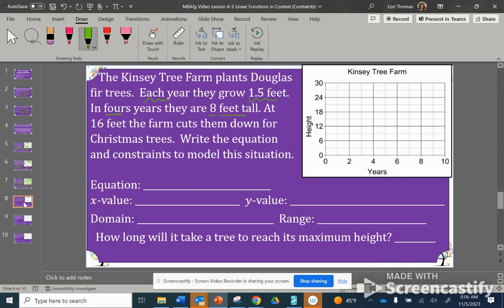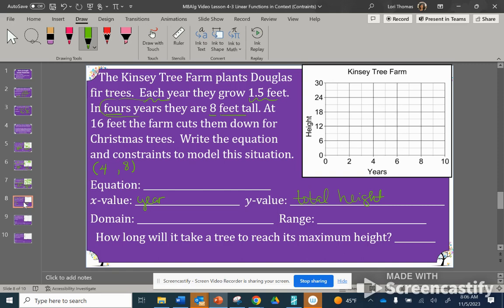So we do not know the initial height of the trees when they're planted, but we do have a data point of in 4 years, again, we have time, and usually time is our input values. In 4 years, the trees are 8 feet tall. So the X is years, and our Y coordinate 8 is total height, not time. Okay, let me say that again. X values is years, and the Y value is the total height of the tree at a particular year.